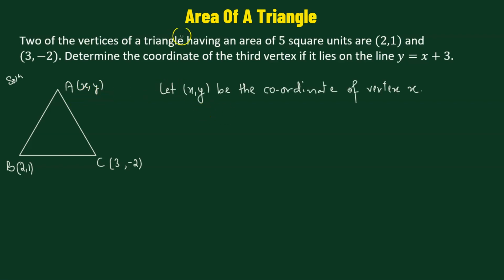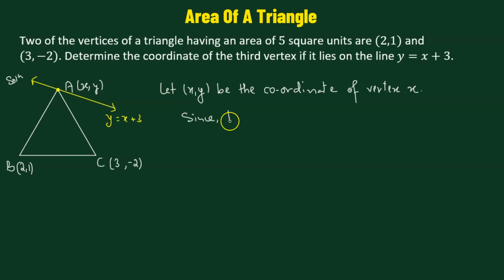Now, it's given here that this vertex A is going to lie on the line y equals x plus 3, meaning, let's suppose that we have a line with the equation y equals x plus 3, and the point A lies on the line, or we can say the line passes through the vertex A. Now we need to find out the coordinates of vertex A.